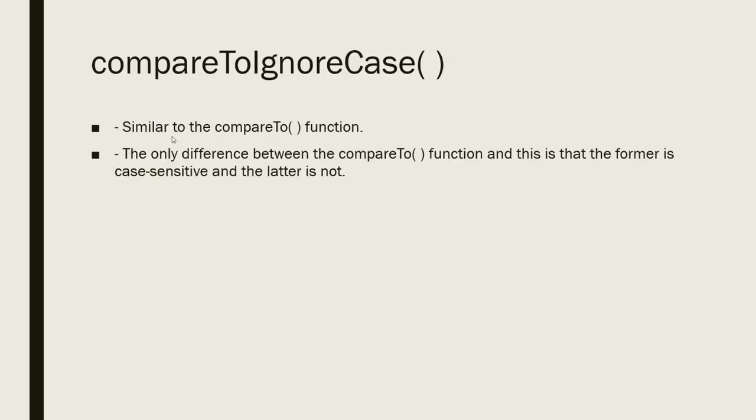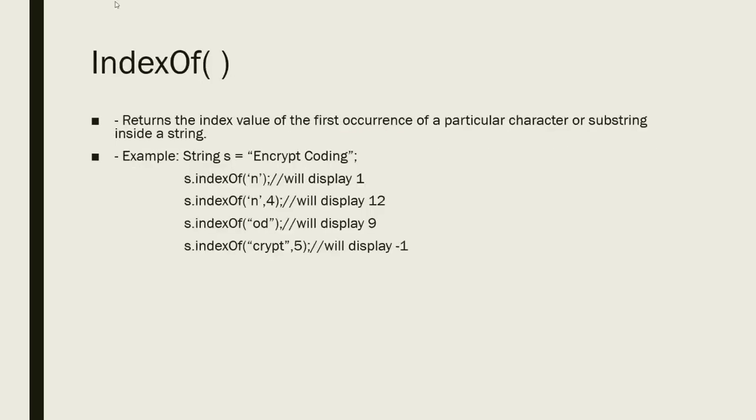It's the same function as compareTo, except that the compareTo function is case-sensitive, while this one is not. Next, we have the indexOf function, which returns the index position or value of the first occurrence of a particular character or substring inside a string. So, for example, here we're looking for the index position of n in the string s. And the first time n occurs in s is here, or index position 1. So that's the answer for the first example.